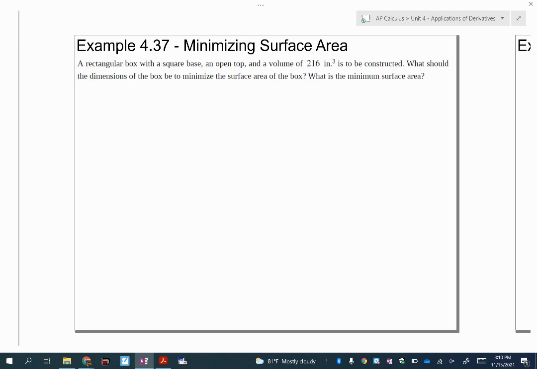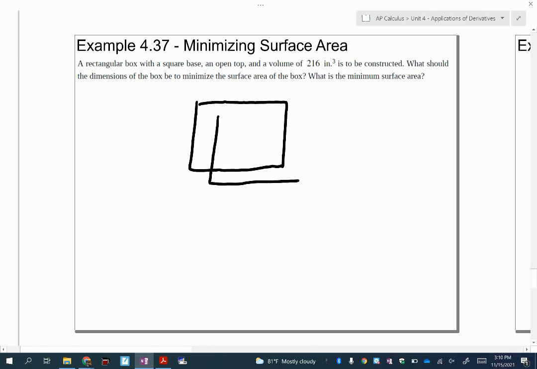So we have a rectangular box with a square base. Okay, so a rectangular box with a square base, an open top, and a volume of 216 cubic inches to be constructed. All right, so let's see, what do I want to use for my letters here?